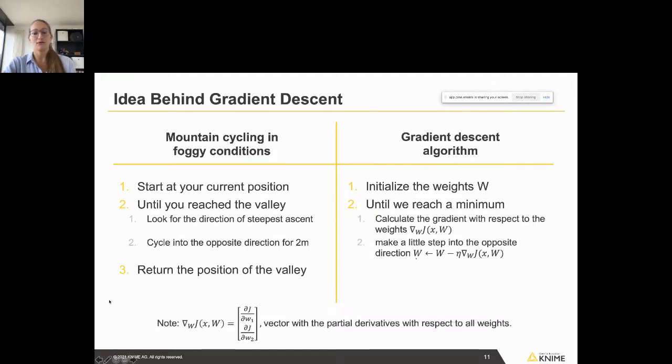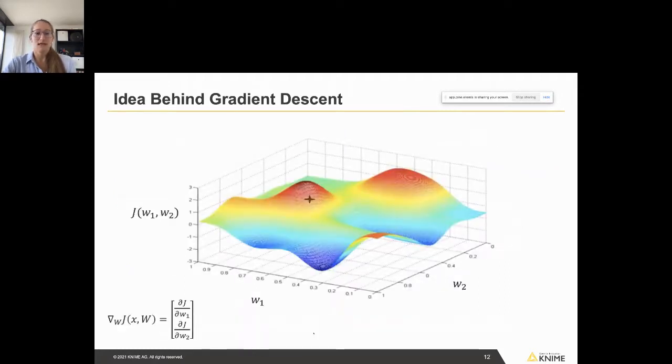And then the algorithm continues doing these steps until we reach a minimum. And as the return value, it also returns the weights. What is the gradient? Maybe a quick note here. The gradient is a vector with the partial derivatives with respect to all weights that we have in our neural network. We can also visualize this process in our loss landscape.